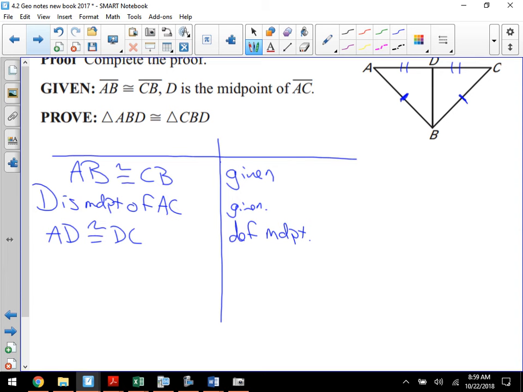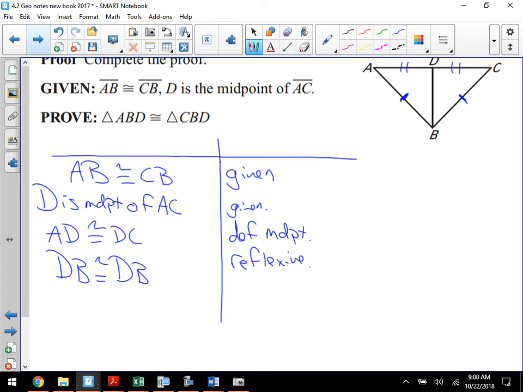I see nothing in this problem that allows me to talk about an angle. Do you? So I've got to get the side, side, side, but I'm missing a side, aren't I? DB is congruent to itself, because it's a shared side. What's my reason? Very good. There you go. Reflexive.